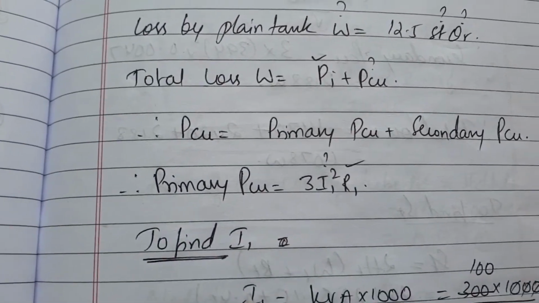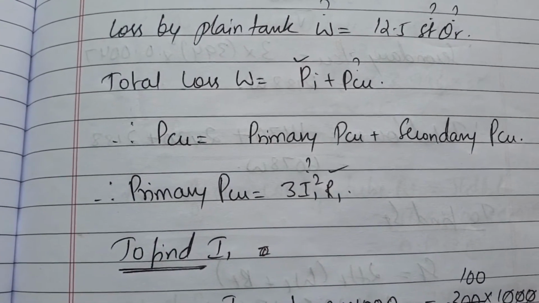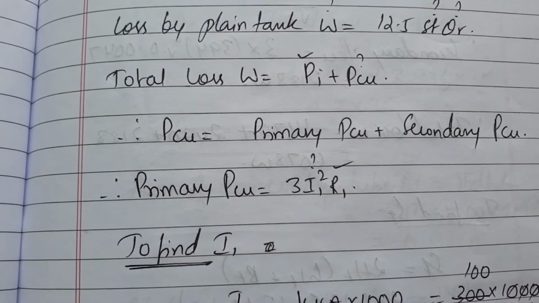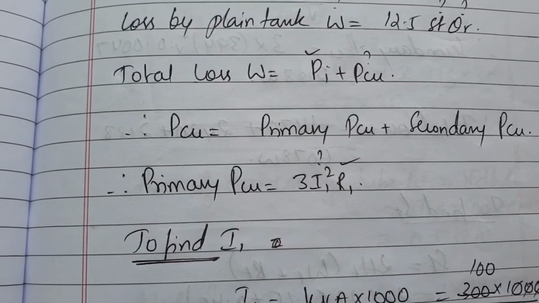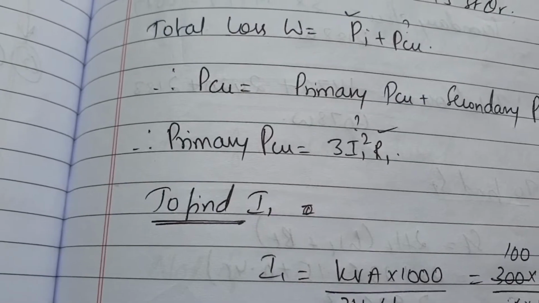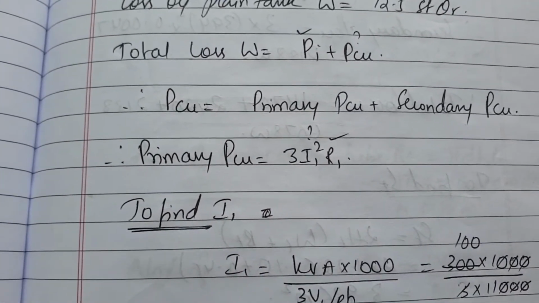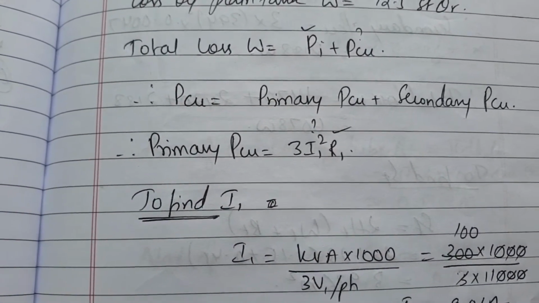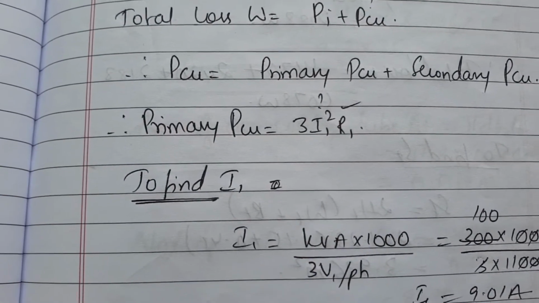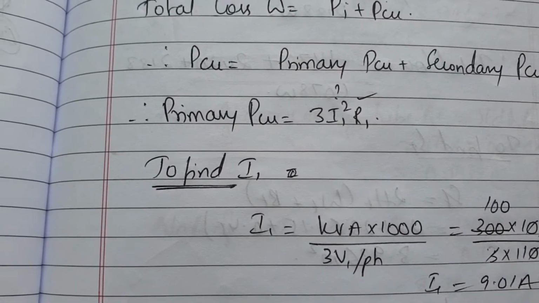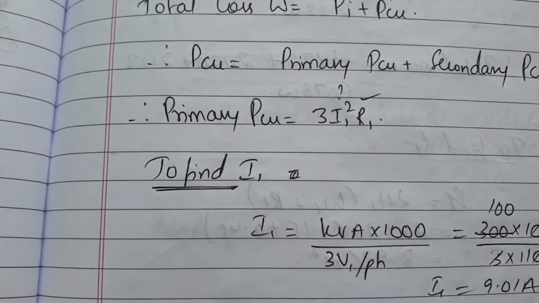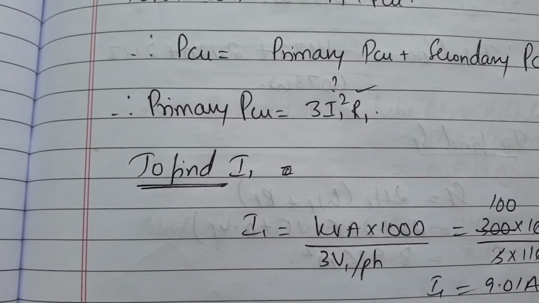We know that total loss W is equal to iron loss plus copper loss. Iron loss is already given, that is 700 into 2.1, which is nothing but 1470 watts. Next, let us calculate the total copper loss. Therefore, copper loss is equal to primary copper loss plus secondary copper loss. First calculate the primary copper loss. Primary copper loss is equal to 3 I1 square into R1. In this one, R1 value is given, I1 we don't know.